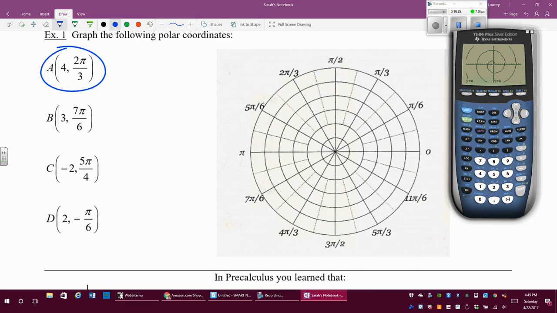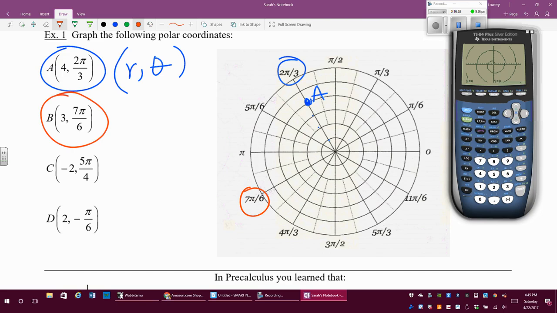So let's graph the point 4, 2 pi thirds. This is our radius, theta. So we're going to go to a theta of 2 pi thirds, and we're going to count 4 radiuses out. 1, 2, 3, 4. And this is where point A is located, okay? If I wanted to graph the point 3 and 7 pi 6, I'm going to locate 7 pi 6, and I'm going to count out a radius of 1, 2, 3. And this is where point B would be located.